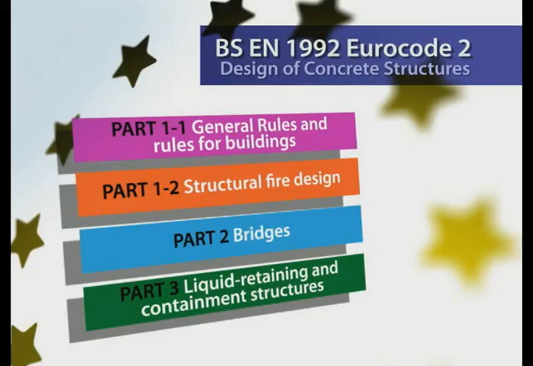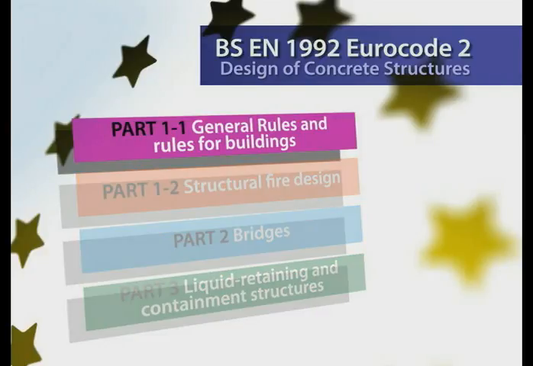OK, let's have a look at the 4 parts of Eurocode 2. Part 1.1, General Rules, is the principal part which is referenced by the other 3 parts. For the designer, there are a number of differences between Eurocode 2 and BS 8110 that might make things seem unfamiliar.